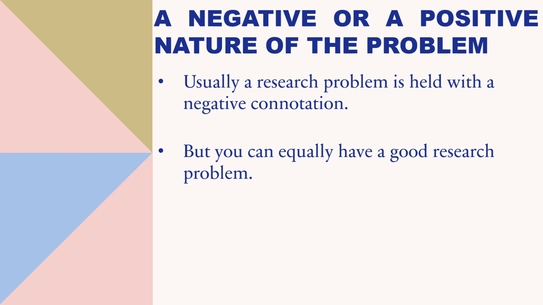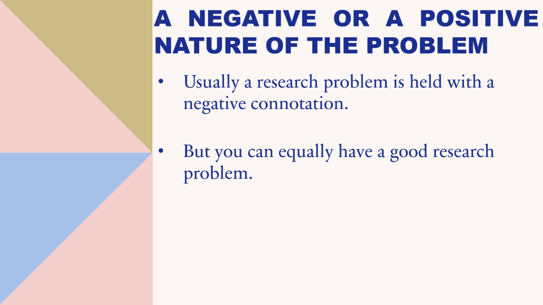connotation. For example, you may be interested in understanding why students in a particular school year after year fail national examinations. Failure in national examinations holds a negative connotation, is a negative thing. But also, on the other hand, you may be interested in finding out why students in a particular school year after year perform very well in national examinations. Performing very well in national examinations holds a positive connotation, is a positive thing.